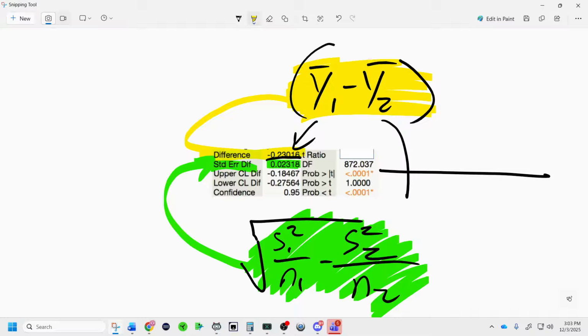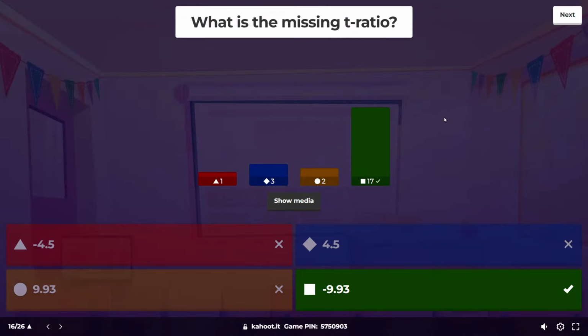Who feels like they understand what that is right there? So the t ratio would just be dividing these numbers, and it's basically negative 10-ish, about negative 10, because it's the ratio of the two numbers, which is the test statistic t.